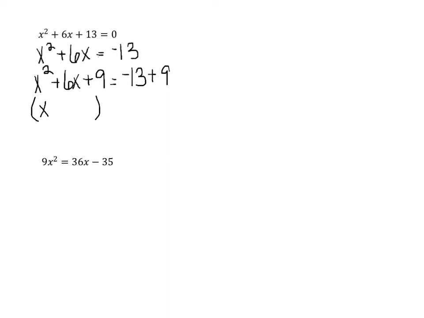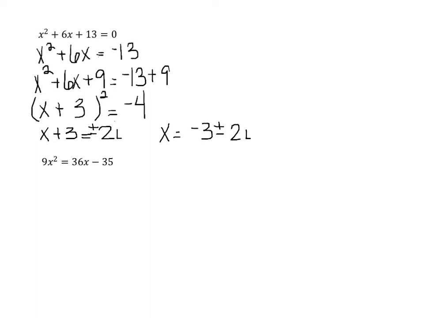Now I write this as a squared binomial. Take the square root of both sides. And that's plus or minus 2i. Subtract 3 from both sides, and I get x is equal to negative 3 plus or minus 2i.